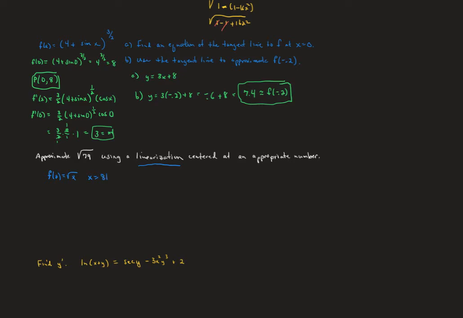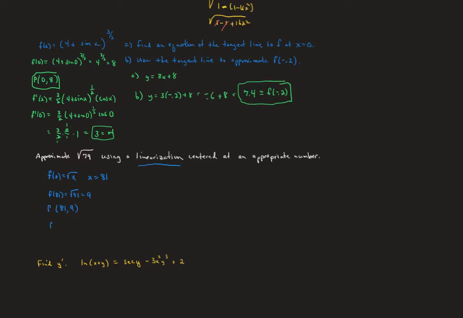So we're going to find the tangent line to the square root of x at x equals 81. So again, to get a tangent line, we need a point. So we want f of 81, which is the square root of 81, which is 9. So our point is going to be 81 comma 9.